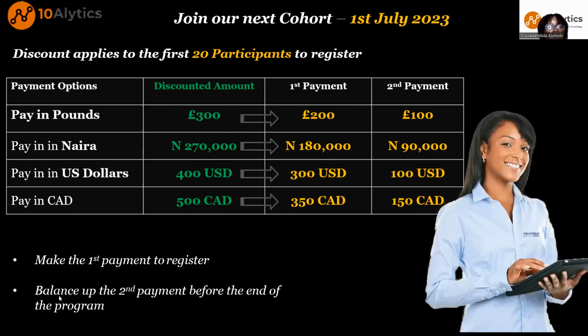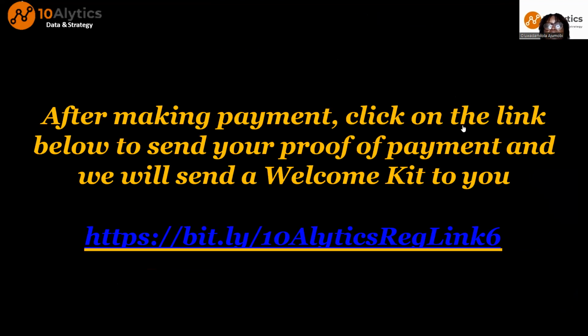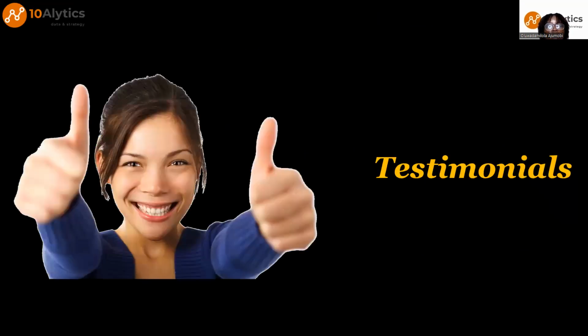Now, the balance is paid second. After you pay the first installment, the balance is due before the end of the program, like a month into your program. Okay. And we have the account details on here. If you're trying to pay now, you can just take a screenshot to get the account details. After you've made your payments, you click on this link right here, and it takes you to our registration page where you upload your details so that we can send in your welcome kit.